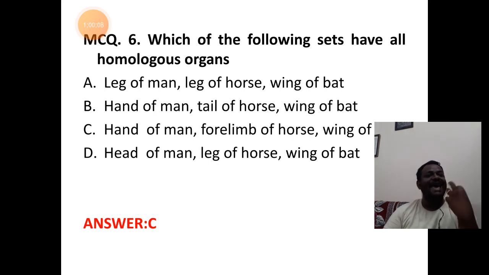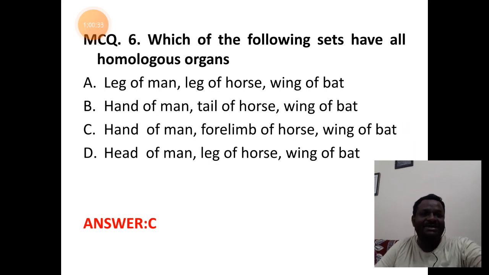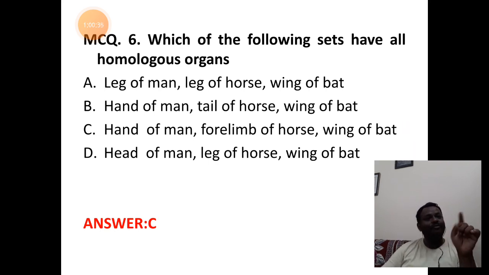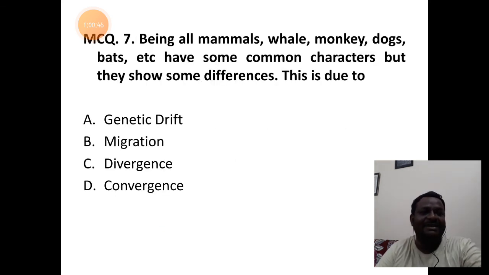Which of the following sets have homologous organs in them? A. Leg of man, leg of horse, wing of bat. Wing of bat is forelimb modification. Leg of man is hind limb. Next, hand of man, tail of horse, wing of tail concept doesn't come at all. C. Hand of man, forelimb of horse and wing of bat. C is the right answer. D, head of man doesn't relate to wing or leg of other organisms.